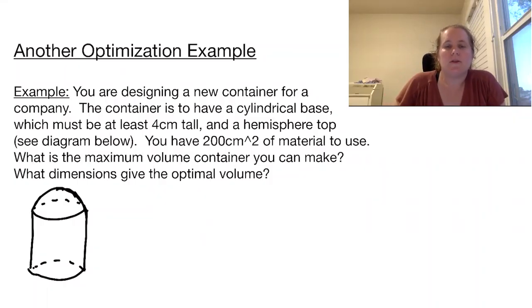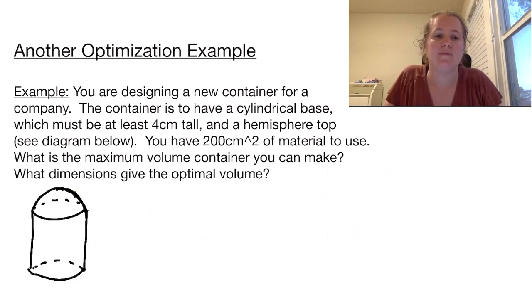Welcome to another optimization example. In this example, you are designing a new container for a company. The container has to have a cylindrical base, which must be at least 4 centimeters tall, and a hemisphere top, which you can see I've drawn a diagram of.